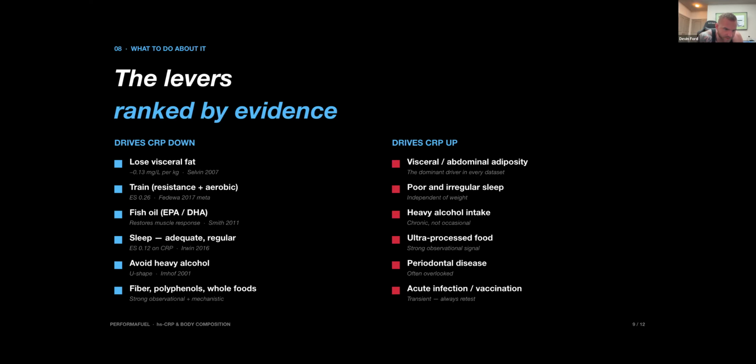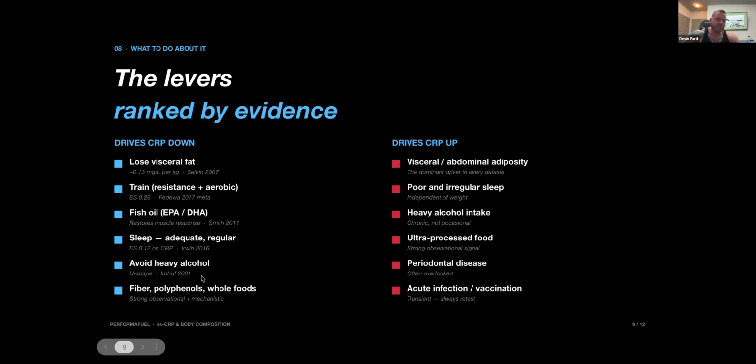Sleep, of course. Here we are again. Having inadequate sleep greatly influences your C-reactive protein. Drinking like crazy also does. Avoiding alcohol will decrease your C-reactive protein. Having alcohol will increase your C-reactive protein.